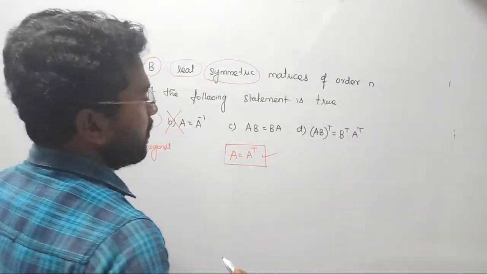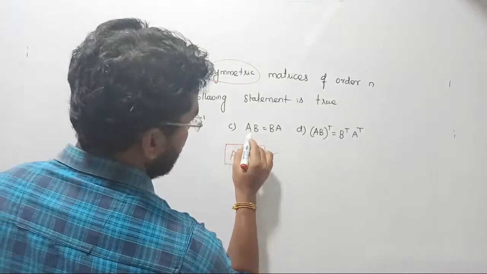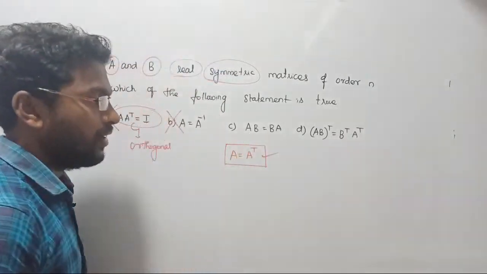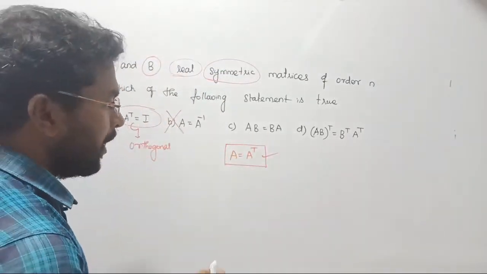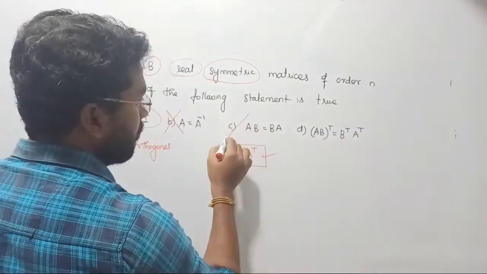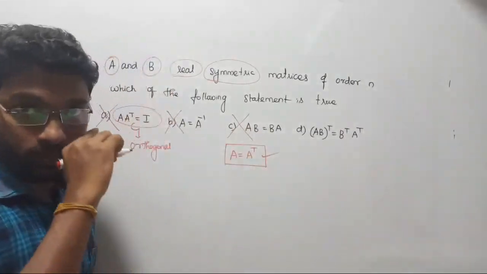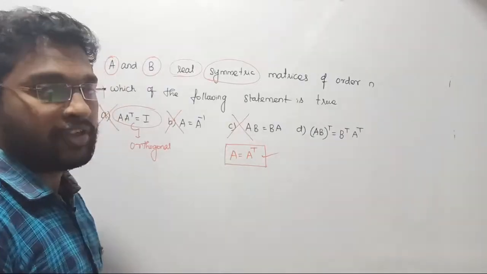And next, let's take A into B equal to B into A. Is it correct? For matrix multiplication, I said it may or may not be true. It is not always true. This statement is not always true, right?